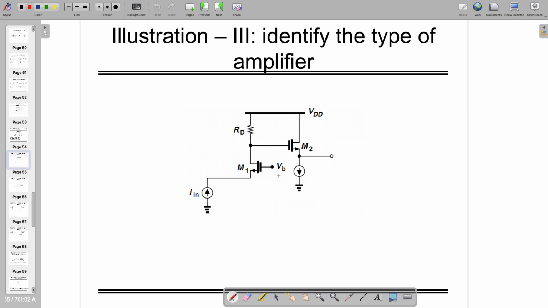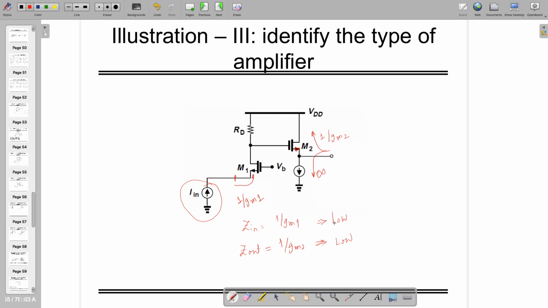Now identify the type of the amplifier in this case. It's already very easy to find out because here it's already written. But if it is not written, looking at the input port, the input impedance, and the output port, the output impedance. Looking from here, it's the source of a transistor, so it's 1 by gm1. Looking at the output side, there are two branches: across a current source or current sink, it's infinity, and on the upside it's the source of a transistor, so it's 1 by gm2. So input impedance is 1 by gm1 and output impedance is 1 by gm2. So this is low and this is also low.